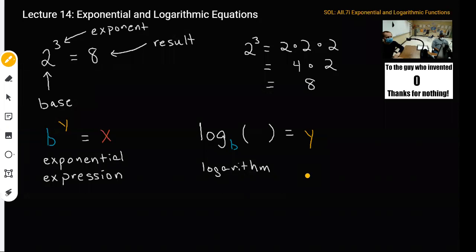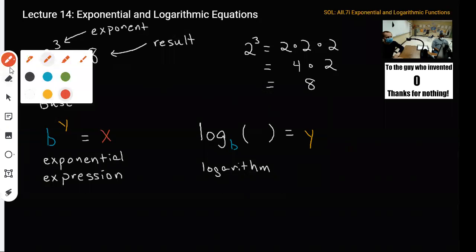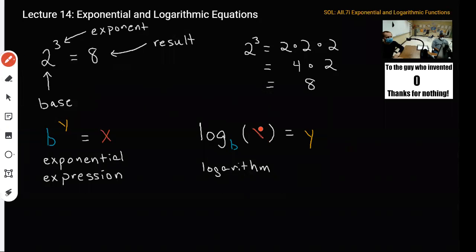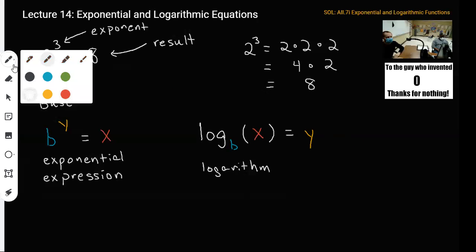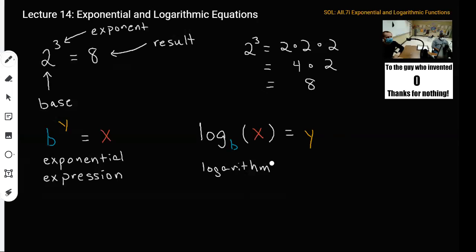And then the result that we get, that red x that you see, that result is always going to go inside the parentheses. And that's the last thing that I want you to think about. What's going inside the parentheses? That's going to be the result, not the exponent. Remember, we threw the exponent to the other side, right? So this is what's known as a logarithmic expression. Okay. So b is going to be our base.